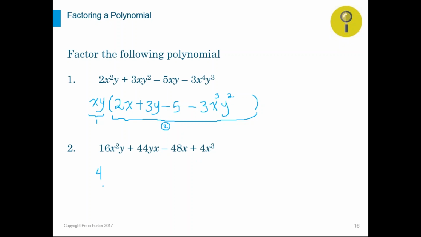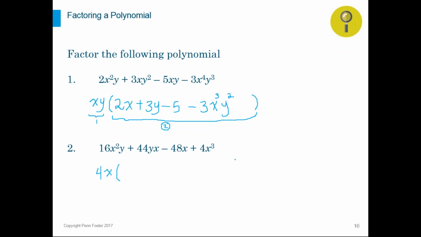Now let's switch to the variables. X appears in every single term. So x would be there. Which power though? We have 2 and 1. So 1 would be the lowest power. So x would be part of our greatest common factor. Y and y, there's no y's in the last two terms. So y is not going to be in our greatest common factor.